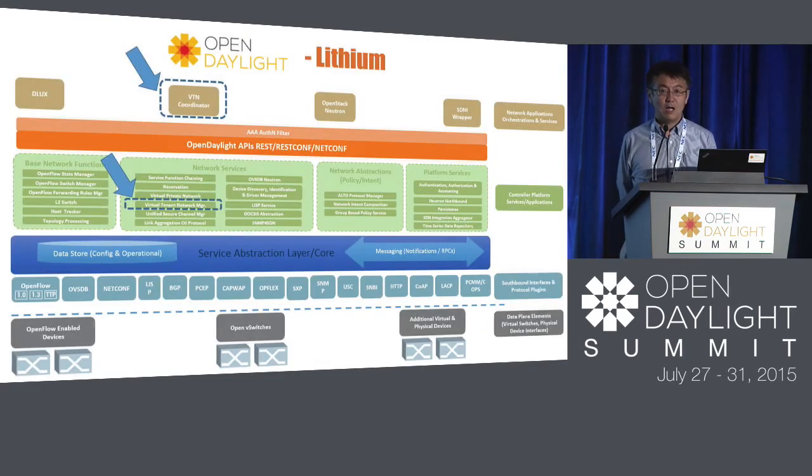Many people have already seen this diagram from the Lithium release. The VTN project has been participating from the first release, Hydrogen, then Helium, and then Lithium. You can see on the top side the network application, and the VTN Coordinator sits on the top layer next to the OpenStack Neutron. Then you can see the VTN Manager, which is a part of the network service.